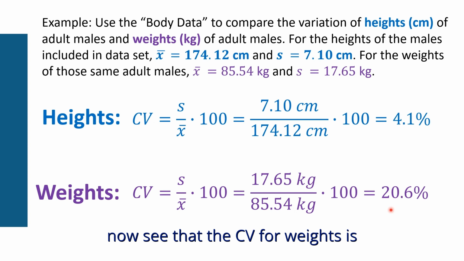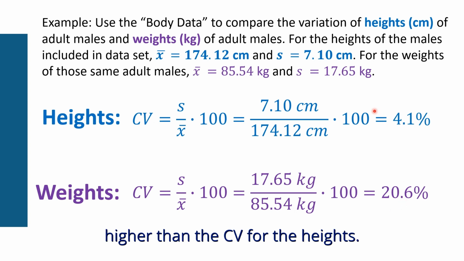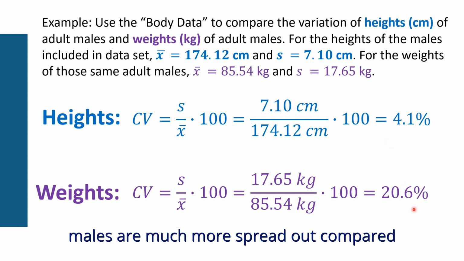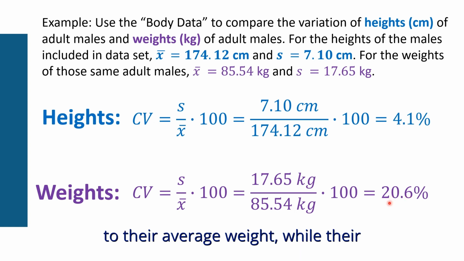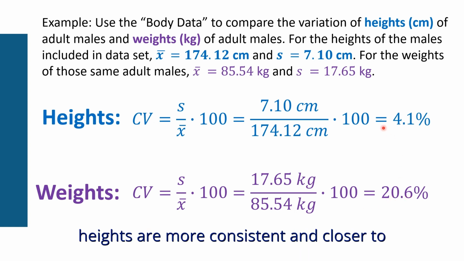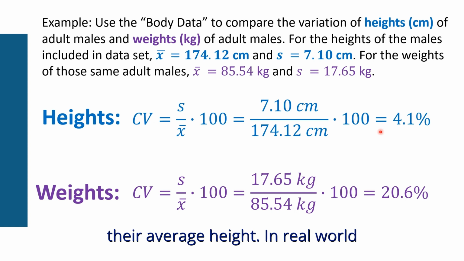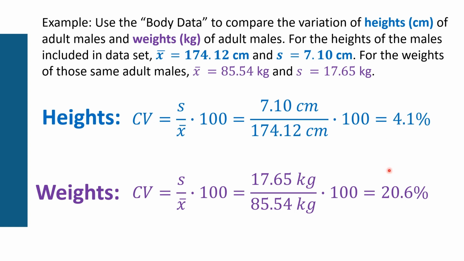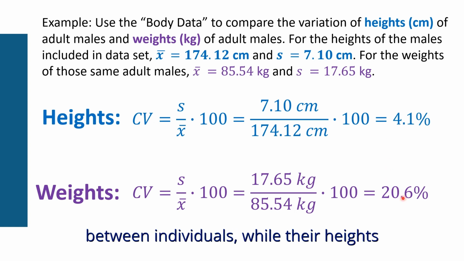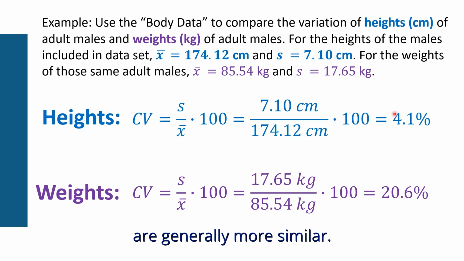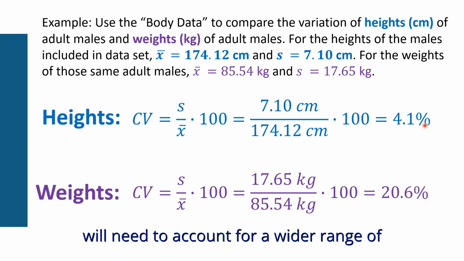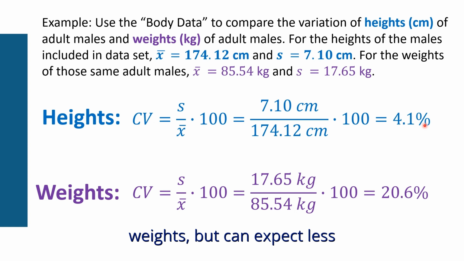We can now see that the CV for weights is higher than the CV for the heights, which means that the weights of adult males are much more spread out compared to their average weight, while their heights are more consistent and closer to their average height. In real-world terms, the higher variability in weights means weights differ significantly between individuals while their heights are generally more similar. If you're designing fitness programs, you will need to account for a wider range of weights, but can expect less variation in heights.